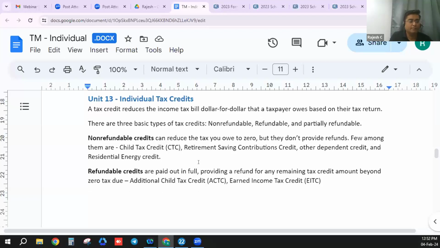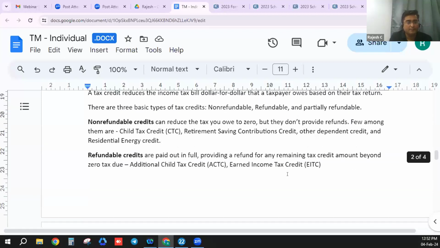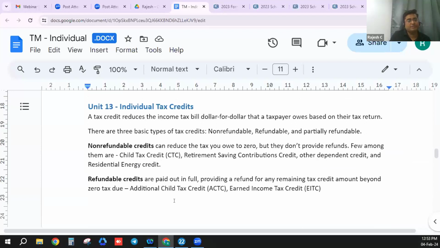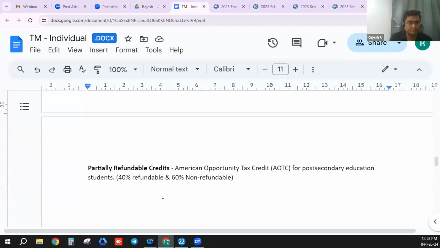About the refundable credits, a few of them are the additional child tax credit and the earned income tax credit. These are the credits where you will get the balancing figure in the same year as a refund. And some credits are partially refundable, such as the American opportunity tax credit.